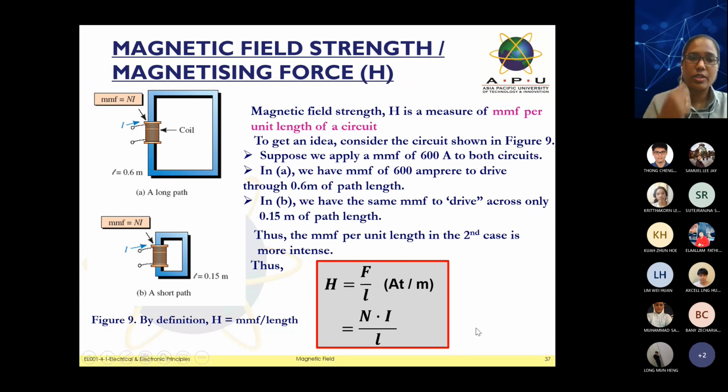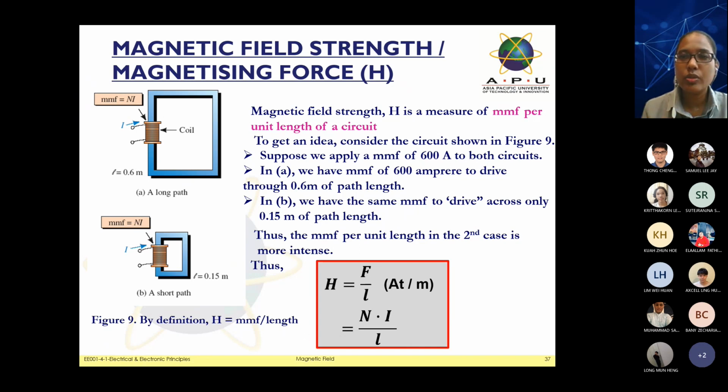In terms of that, they show you two images where we need to calculate based on the force equal to NI. The A represents a long path, and the B shows you the short path. That is what they are trying to let you know in terms of the theory.